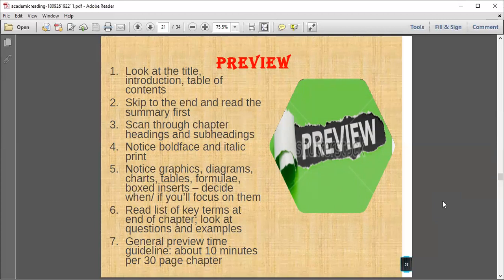After reading the title, introduction, and table of contents, read the summary. Then scan through chapter headings and subheadings. Notice boldface and italic print. Notice graphics, diagrams, charts, tables, formulae, box inserts, and decide if you'll focus on them. Read the list of key terms at the end of the chapter. Look at questions and examples. General preview time guideline: about 10 minutes per 30-page chapter.